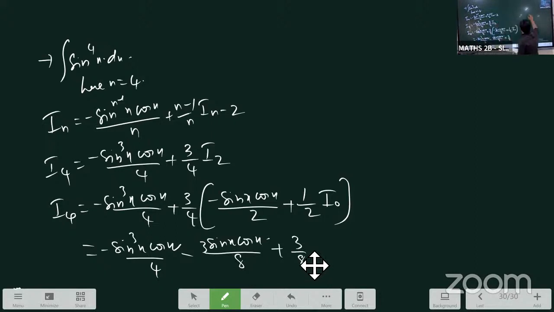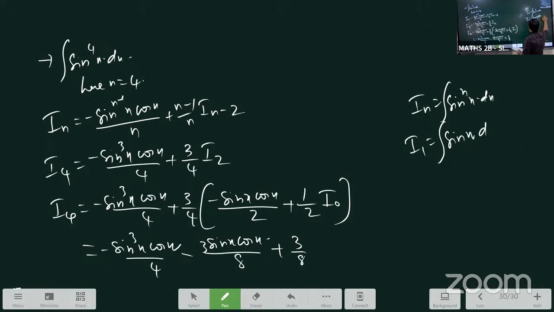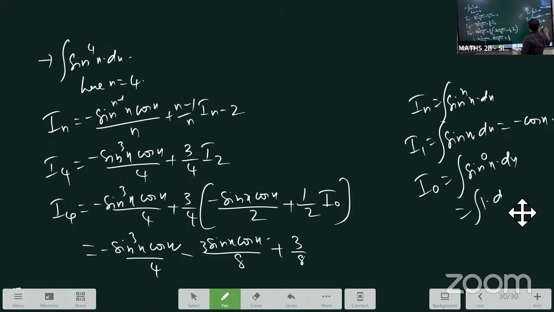Now what is this I naught? See, your In is the integral of sin power n x dx. If I come across I1, then I1 means integral of sin x, which is minus cos x. If it is I naught, then sin power 0 x. Anything power 0 is 1, so the integral is x plus c. This is how you are going to get your sin power 4 answer. That is reduction formula. It has been reduced.